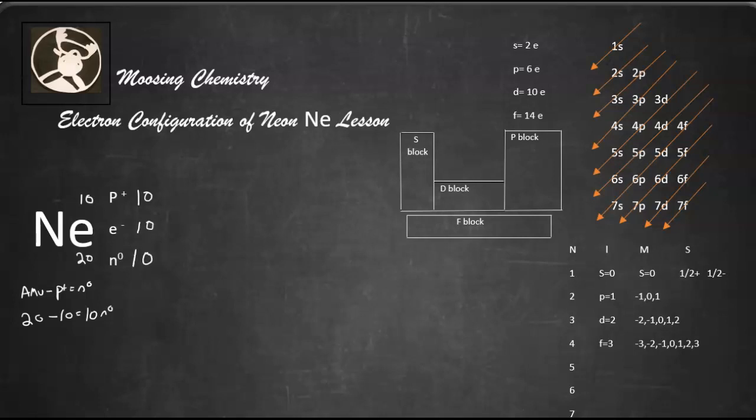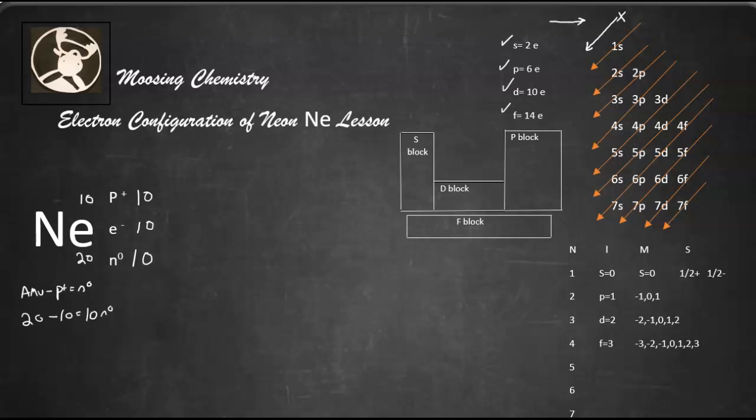So now, before we do our electron configuration, it's important to remember that S holds 2 electrons, P holds 6 electrons, D holds 10 electrons, and F holds 14 electrons. Okay, and we're going to start right here with our diagonal rule, which we often call the Aufbau principle. We're going to go down these slides. These red arrows represent slides. And so we're going to follow the trip down these arrows until we run out of electrons.